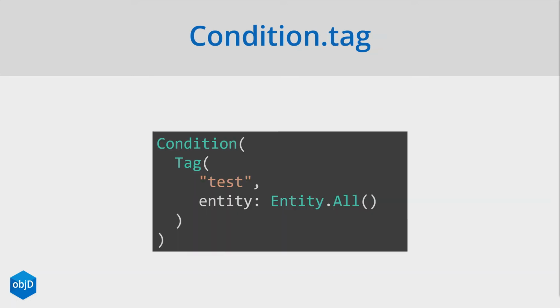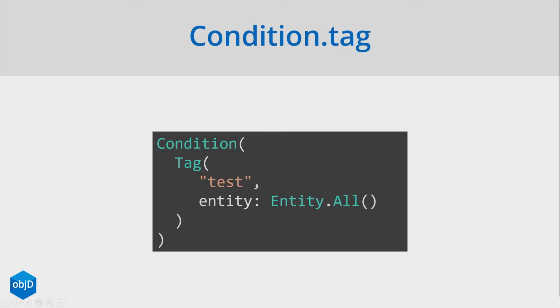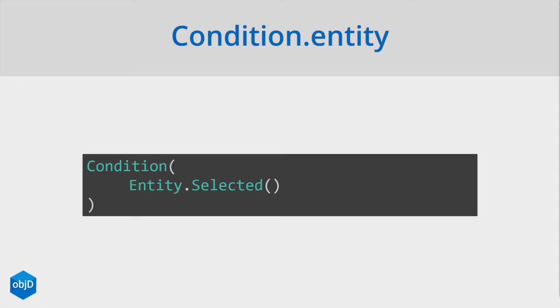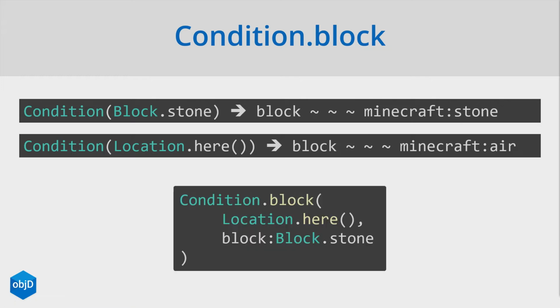There's also a condition.tag, which tests for a tag on a given entity that is specified in the tag. The entity constructor should also be self-explanatory. You just insert the entity that you're testing into the condition. And you can also insert a block or location into it, which would test for the current location and the given block, or for air at a given location. To combine both, you can use condition.block, where you set the location and the block.